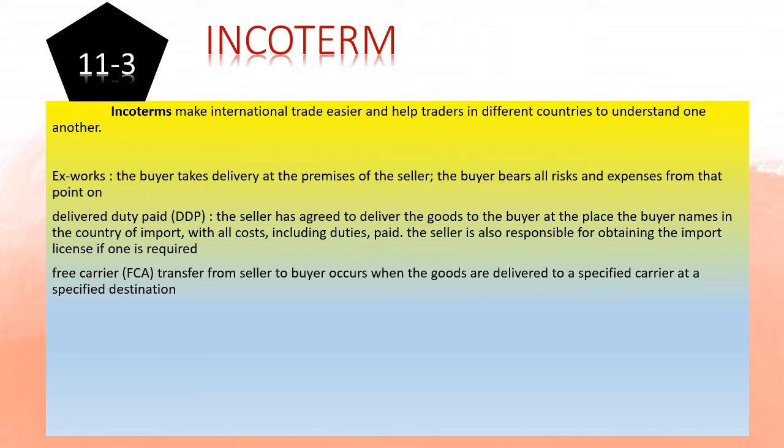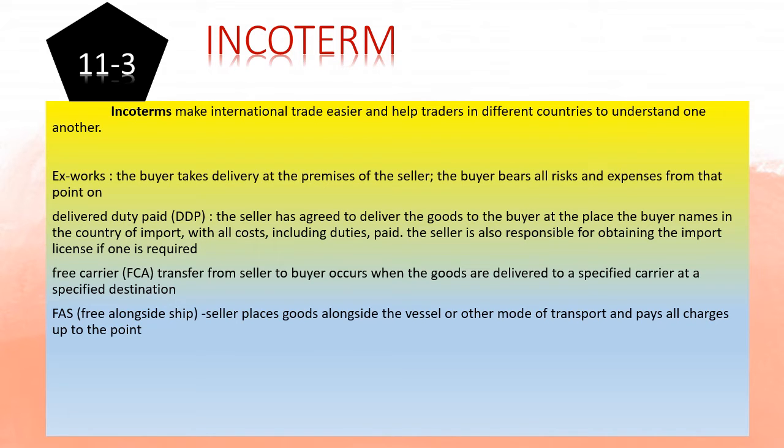Free carrier (FCA). Transfer from sellers to buyers occurs when the goods are delivered to a specific carrier at a specified destination. Free alongside ship. Buyer has responsibility to pay the transportation cost and also takes the risk of the goods. FOB, free on board. Sellers only bear the shipping cost to the port of origin.